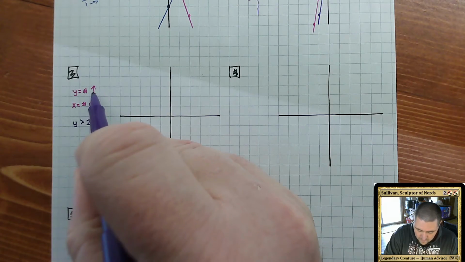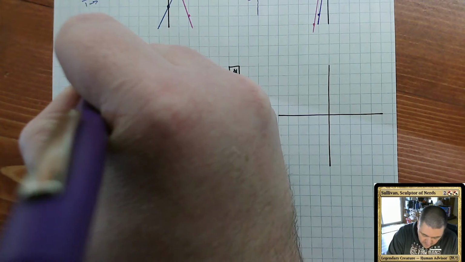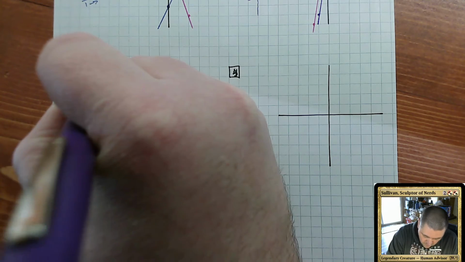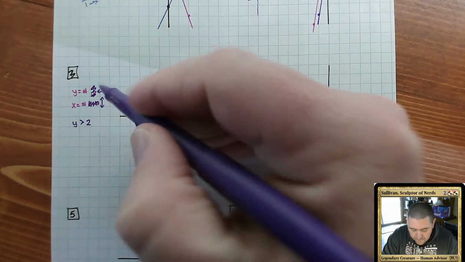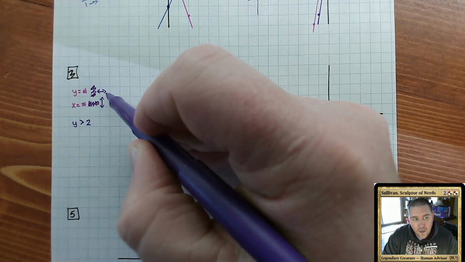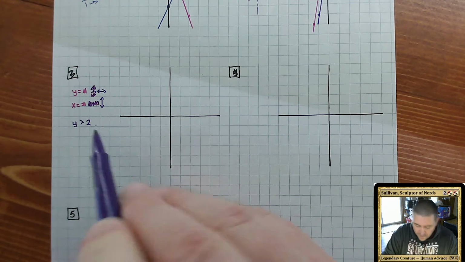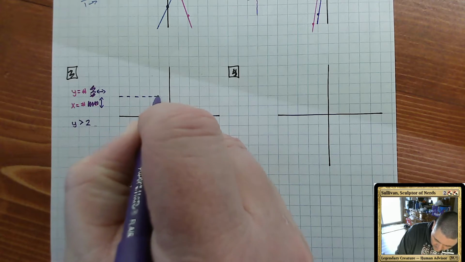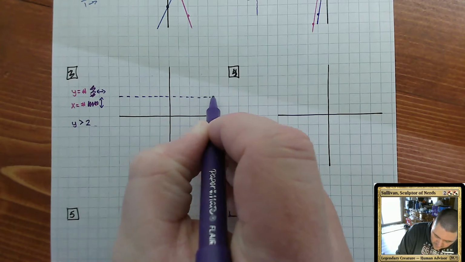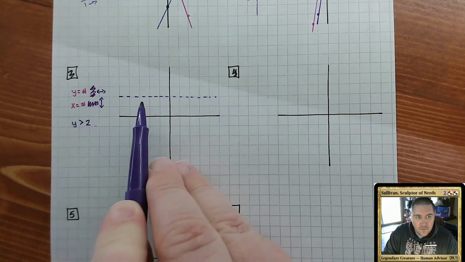So y equals number is a vertical. Oh my god, I did those backwards. It's been a long week. There we go. Sorry about that. Y equals a number is a horizontal line. So I'll put a horizontal line at 2. And it's going to be a dotted line because now we're talking inequalities. Less ink here, less ink there.